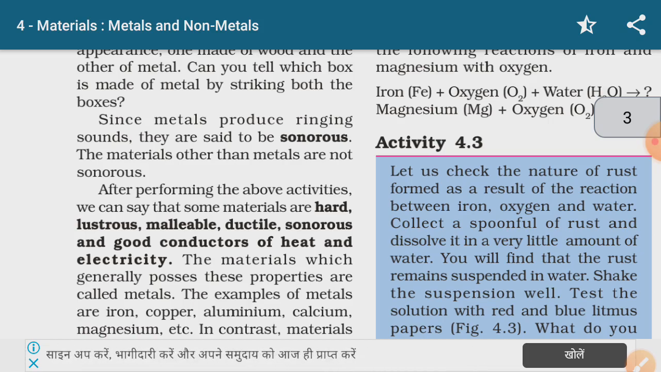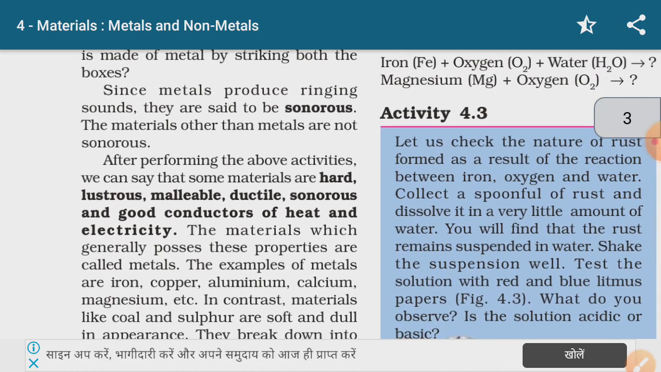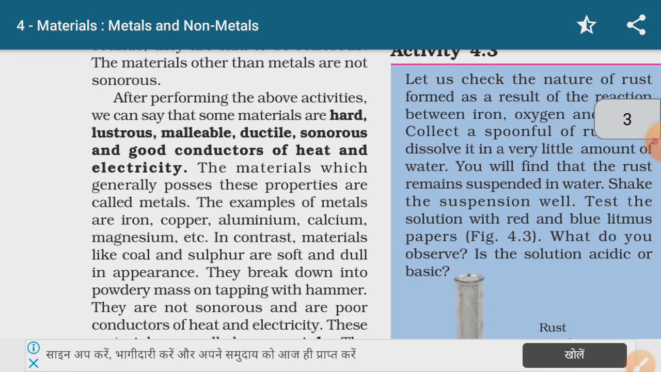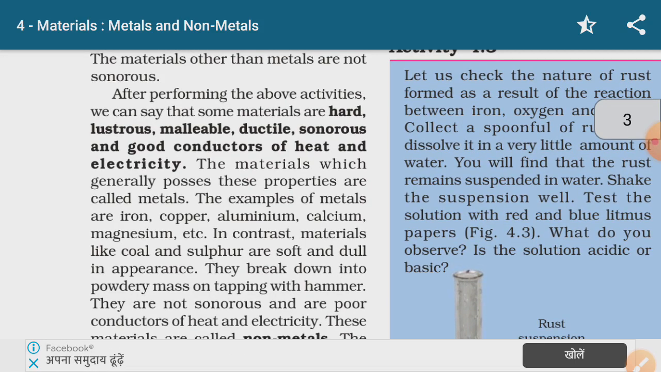So just as a recapitulation, once again we will have a recap that metals are hard, they are lustrous, they have shine, they are malleable, means they can be beaten into sheets, they are ductile, they can be drawn into wires, they are sonorous, they produce ringing sound, they are good conductors of electricity and heat. So all these are the physical properties of metals.